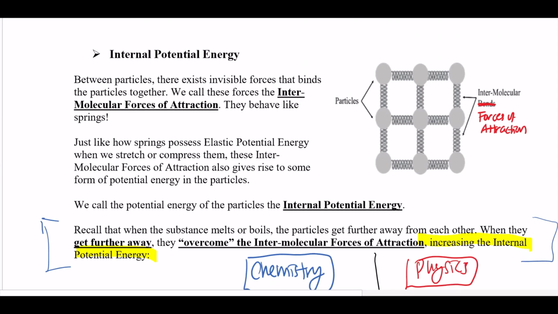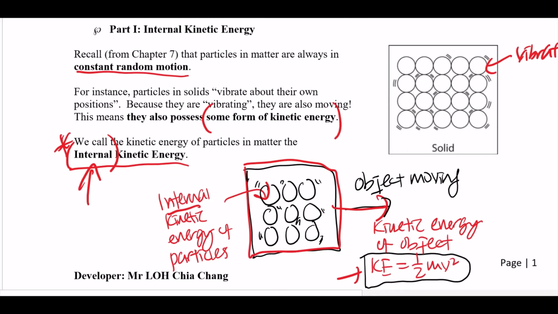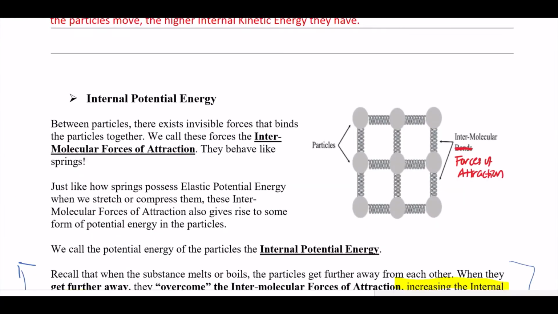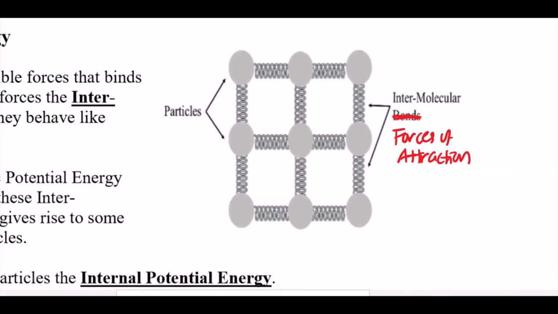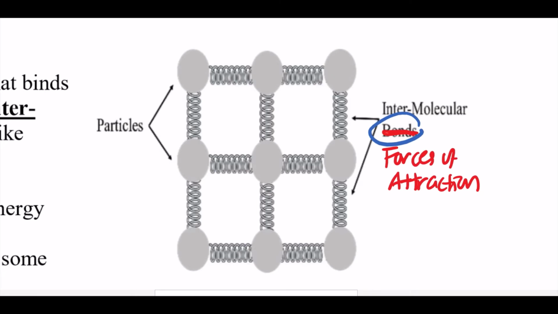Next, this part is a little bit abstract. See if you can understand, right? Now, previously, we said that we know the particles are always moving, so they have some form of kinetic energy. We call it the internal kinetic energy. Now, something that we cannot really see, but we know that it's there, is that between the particles, there's some form of forces of attraction. If it's stated as bonds in your notes, please cancel and change to the words forces of attraction.